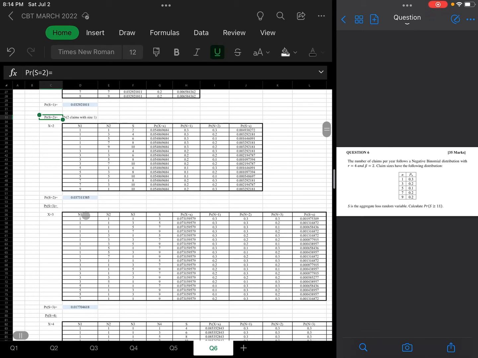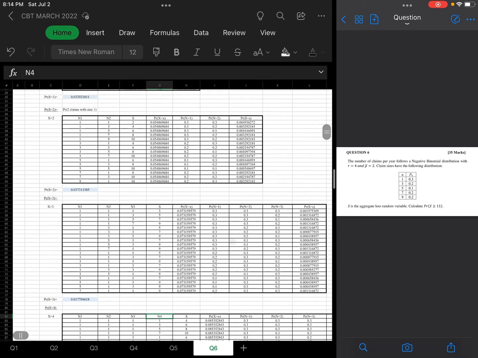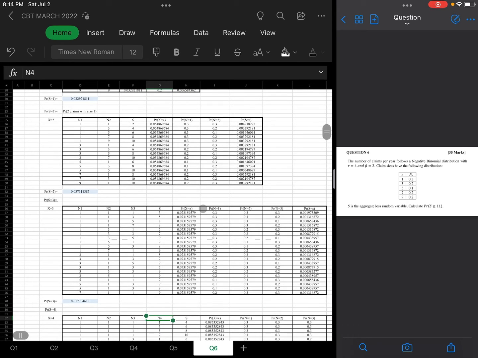But the number of n will keep on increasing, because as we go to 3 there will be 3n. When we go to the number 4 we will get 4n. So the number of n keeps increasing depending on the probability that we are calculating. So the same way we find the probability for S equals 3, that gives us the value of probability of S equals 3 as 0.017704618.